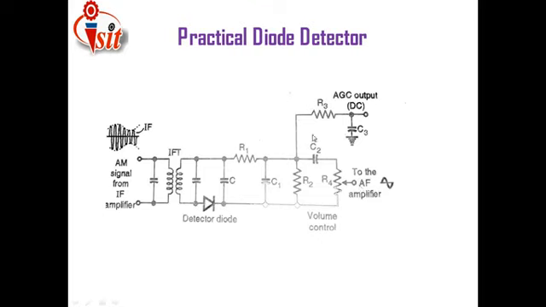Then this C2 is shown here. It is nothing but a coupling capacitor. The name itself indicates coupling. Coupling means what? The capacitor is acting as a connector between two circuits.